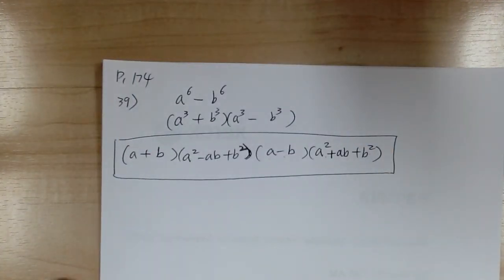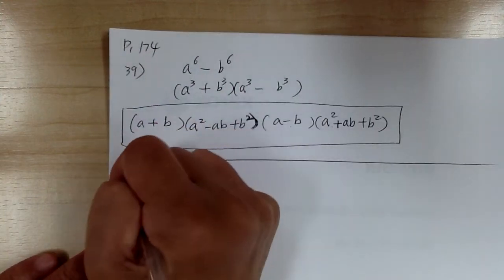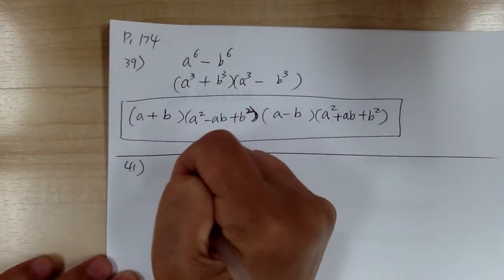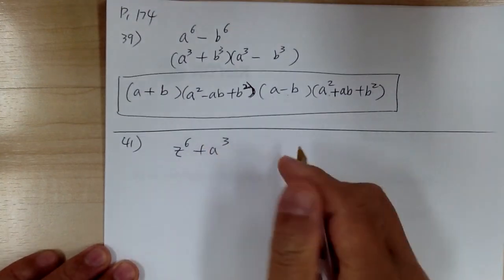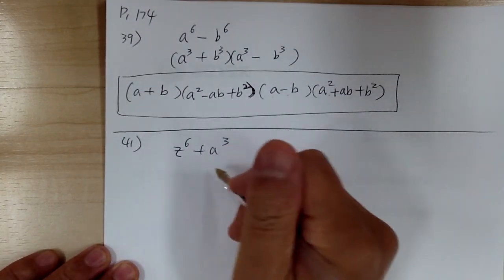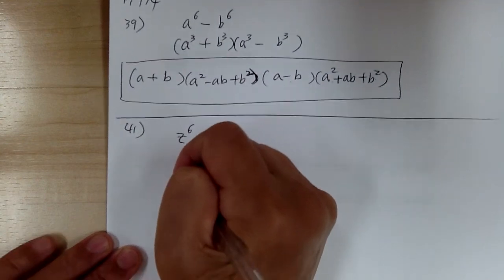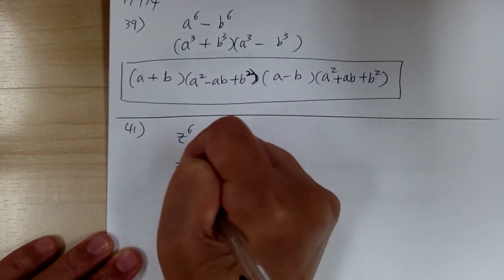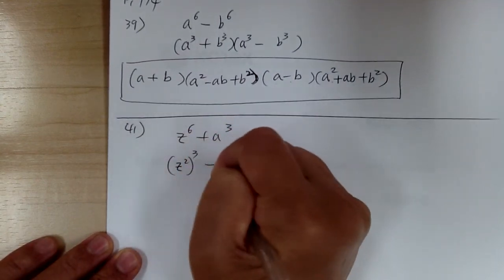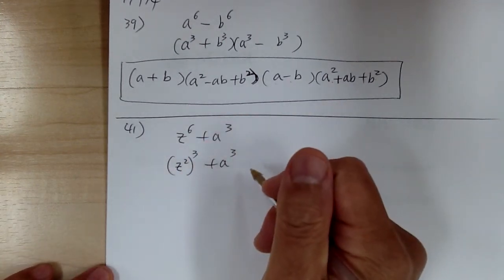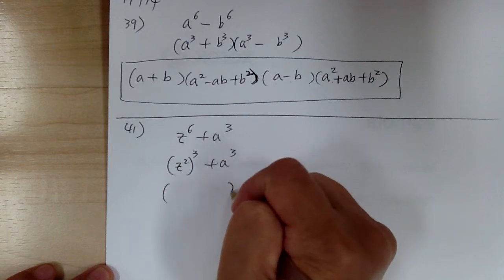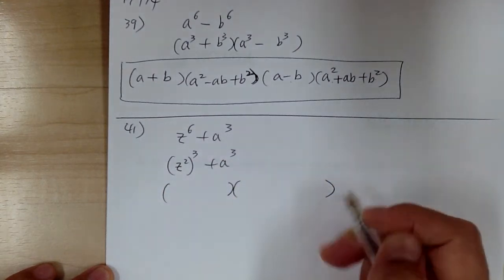Okay, let's go to 41. You've got z to the 6 plus a to the 3. Again, for this one, you can go through the steps. So this is going to be the cube factoring. It's easier to visualize if you do it this way. You can turn everything into cubes, and then you have one small parentheses and one big parentheses.